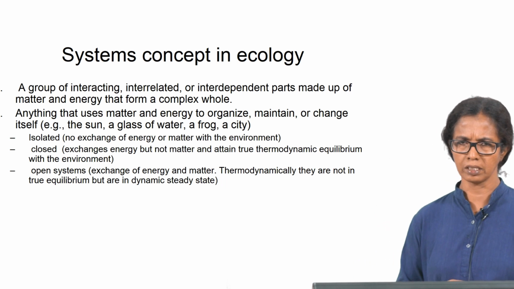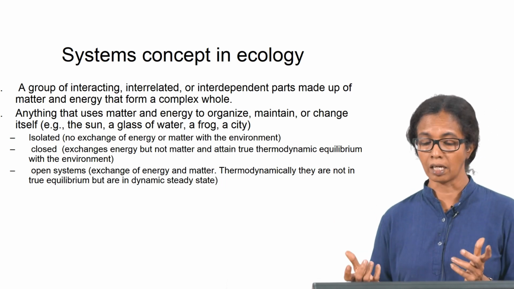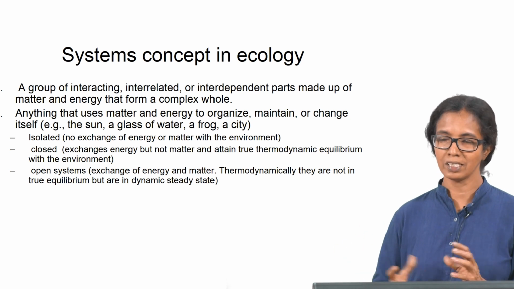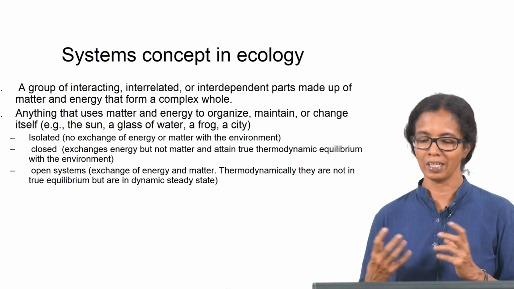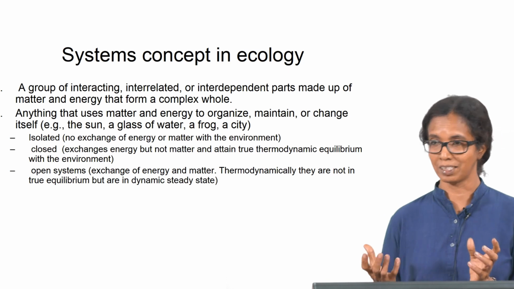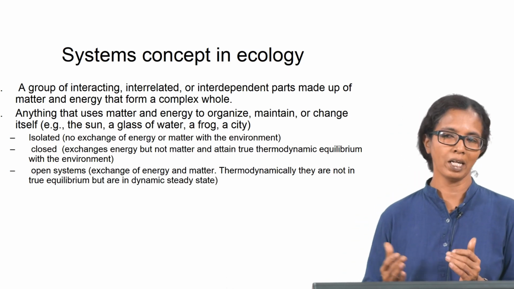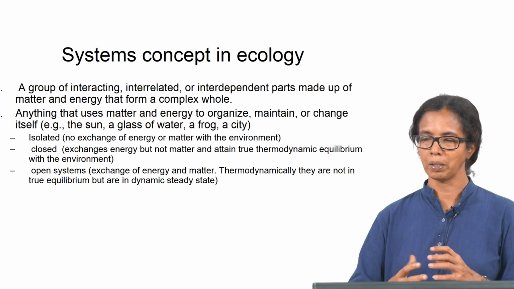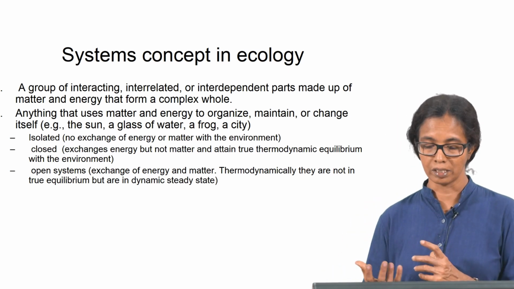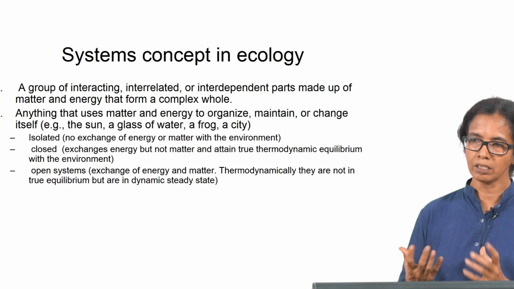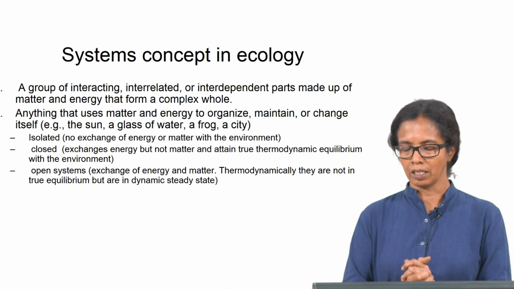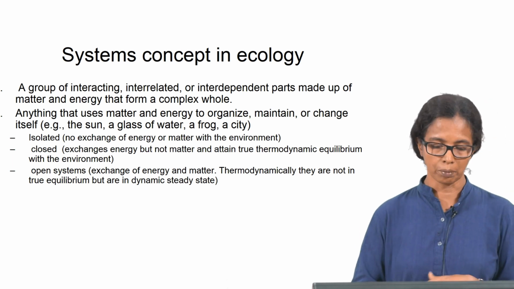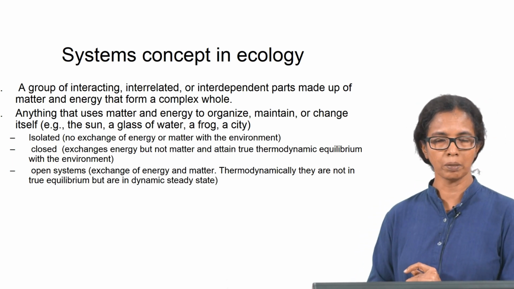Examples of this are, let us say, the sun, a glass of water, a frog, a city. These are examples of systems. When I take a glass of water, why is it a system is a question, right. In thermodynamics, for example, we define a system as either a closed system or an open system. In the case of ecology too, these systems have to be classified based on thermodynamic principles, and they work on the principle of thermodynamics.